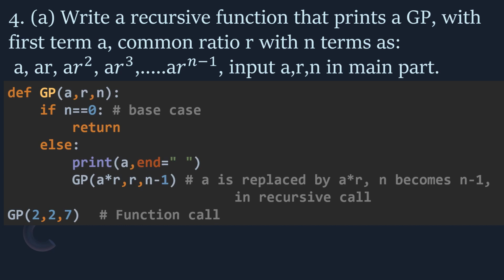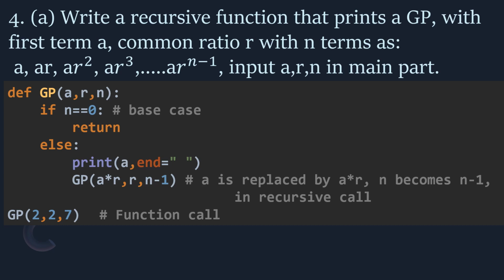Suppose the function name is gp and it has the arguments a, r, and n. First of all, you have to give the first term a, then r is the common ratio, then n is the number of times it has to print the series. Now, you can give the base case like this. If n equal to 0, then return. That means it will come out of the function. The function will exit over there if the n value becomes 0.